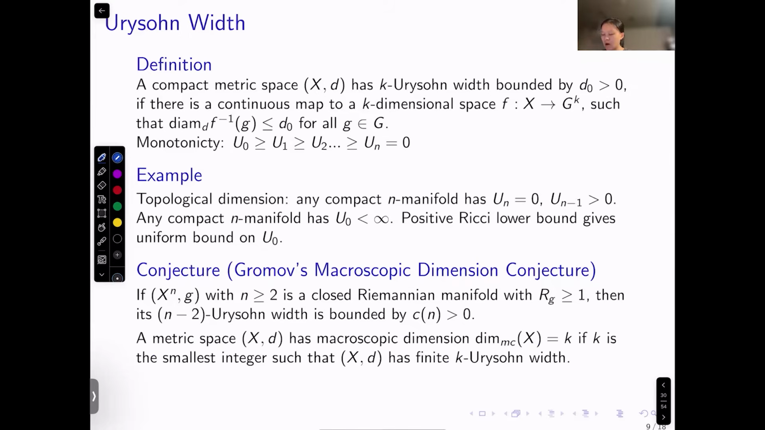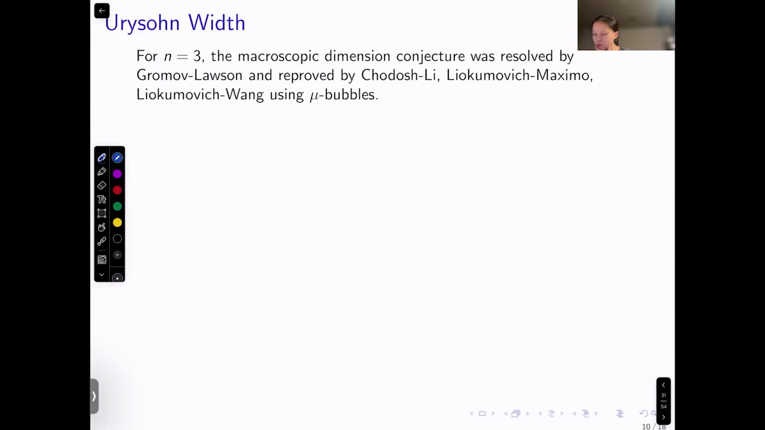And we say a metric space has microscopic dimension k if k is the least integer so that it has finite k Urysohn width. So this conjecture is saying that if you have uniform PSC, then you look like n-2 dimensional in the macroscopic sense. So this is the definition of Urysohn width.